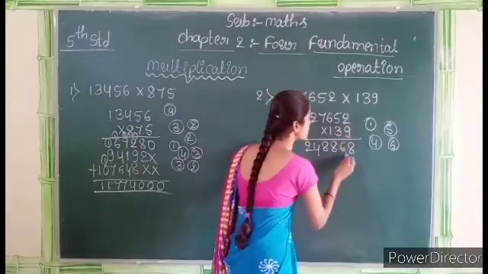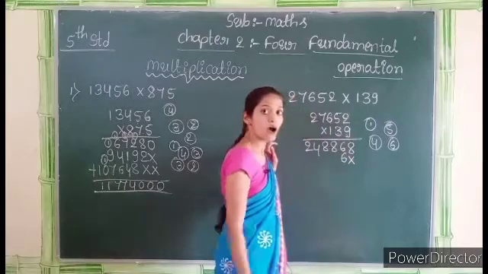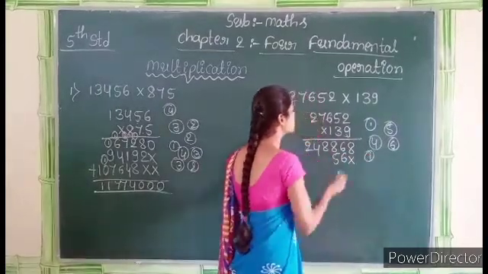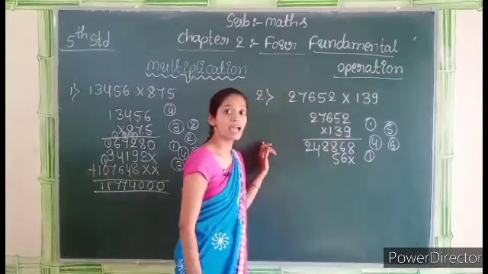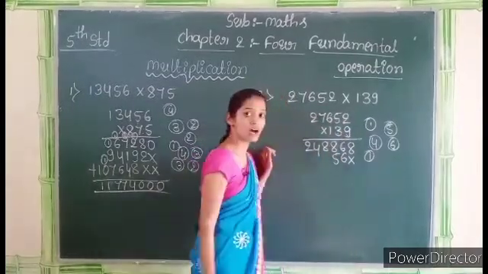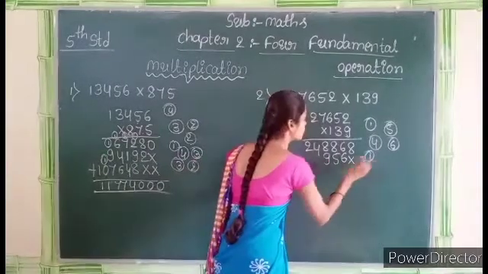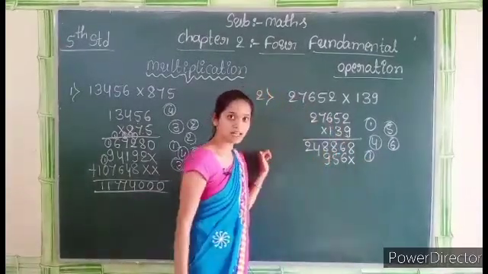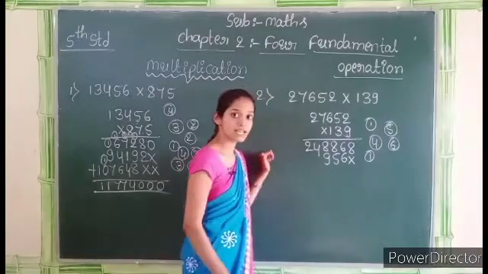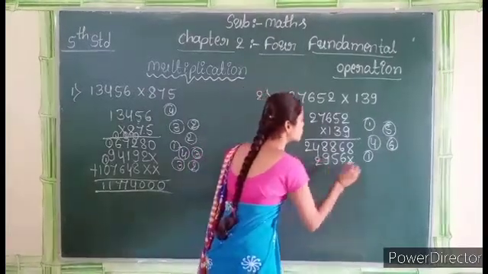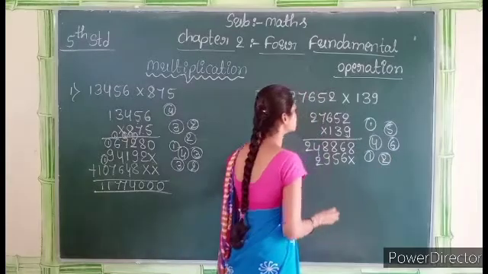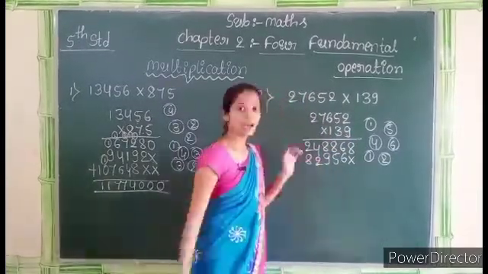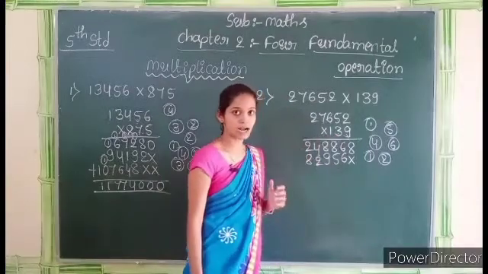Then 3 2s are 6. 3 5s are 15. I will write 5, then 1 carry over. Then 3 6s are 18. 18 plus 1, that is 19. Then 1 carry over, then 3 7s are 21. 21 plus 1, that is 22. I will write 2, then 2 carry over. 3 2s are 6. 6 plus 2, 8. Now we completed the tens place multiplication.